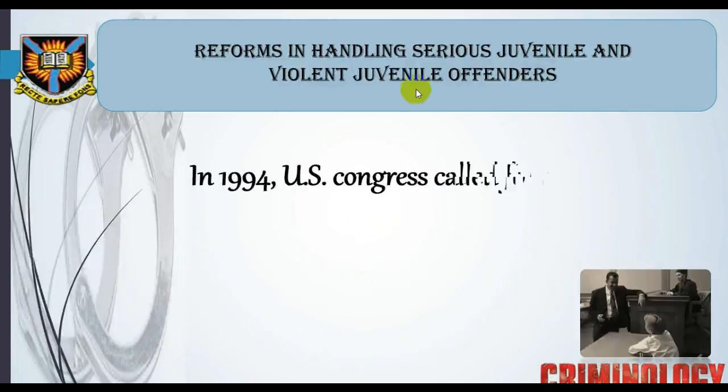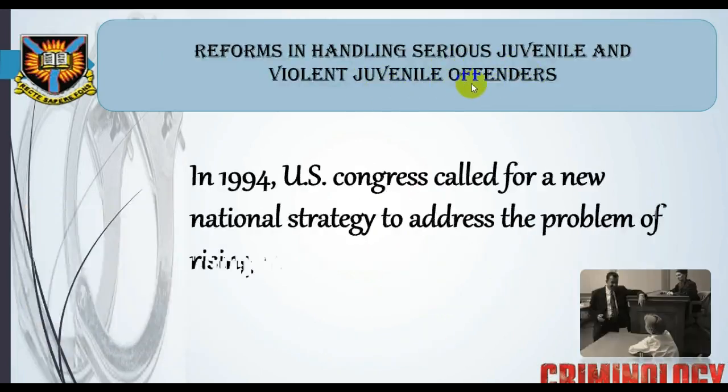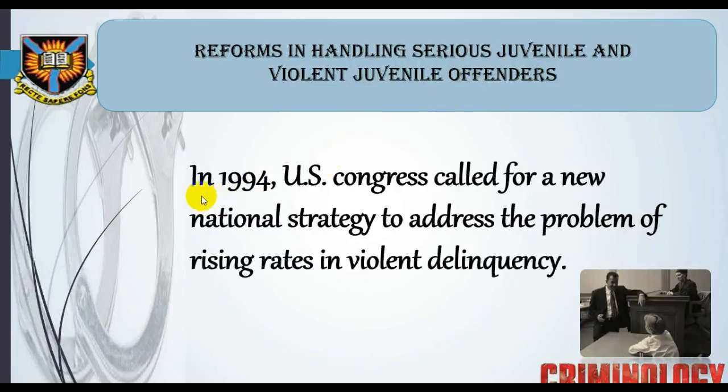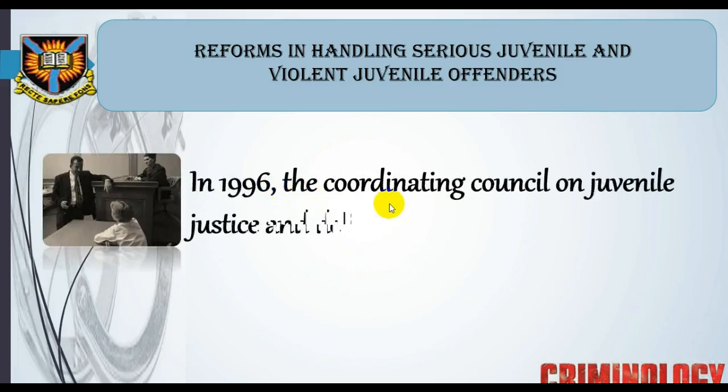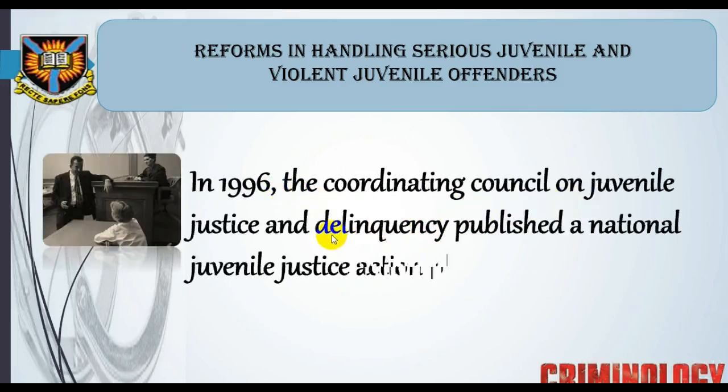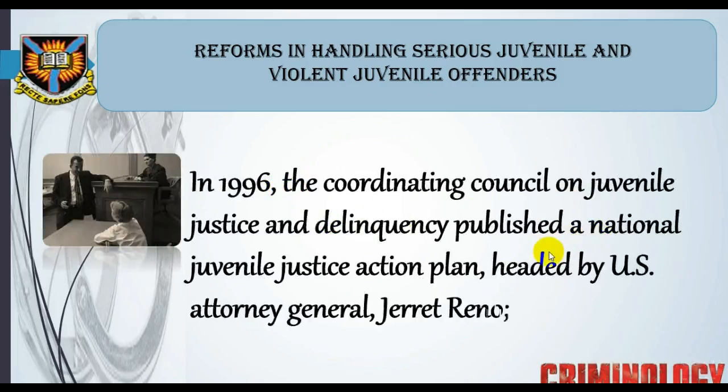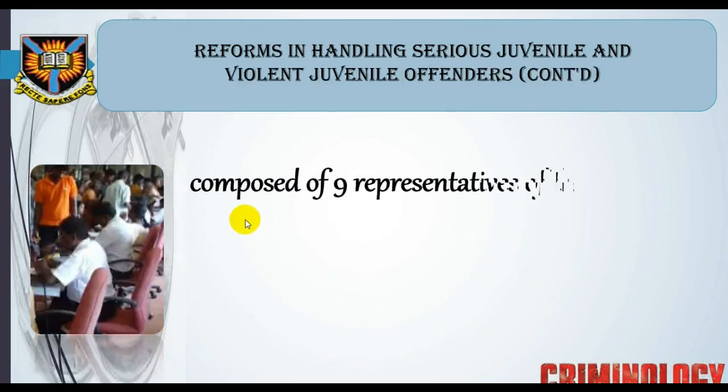Reforms in handling serious and violent juvenile offenders. In 1994, U.S. Congress called for a new national strategy to address the problem of rising rates of violent delinquency. In 1996, the Coordinating Council on Juvenile Justice and Delinquency published a National Juvenile Justice Action Plan, headed by U.S. Attorney General Janet Reno.